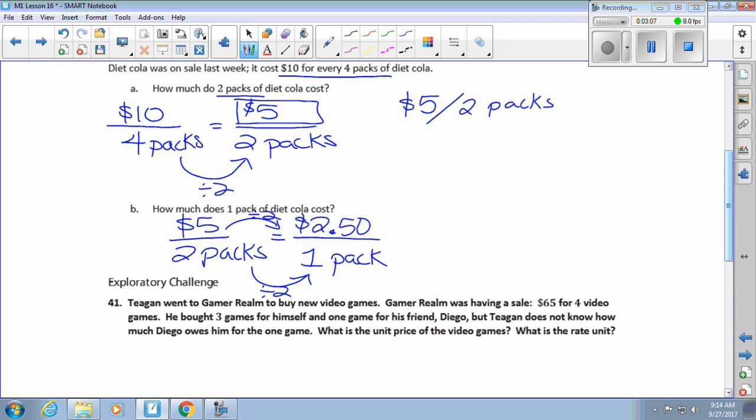Alright, so let's write this down. $2.50. Now you may see it written with the word per, like this. Or you may see, like up here, where we see a slash. They're both read the same way, and they both represent the word per. Any questions?